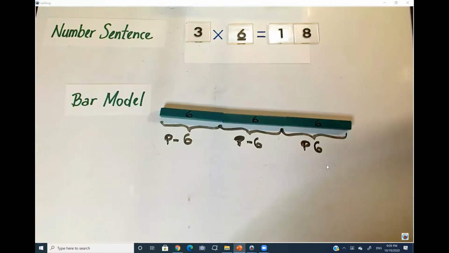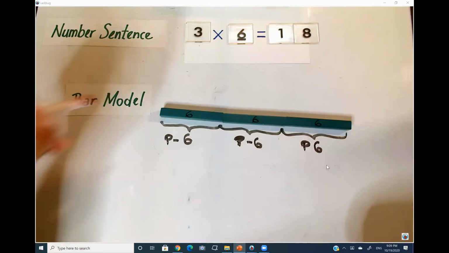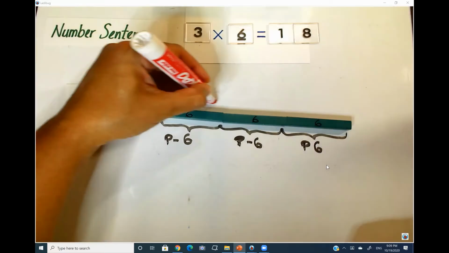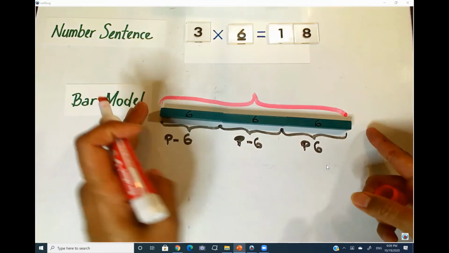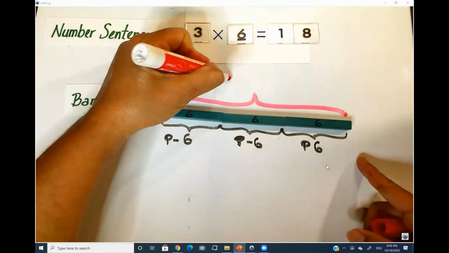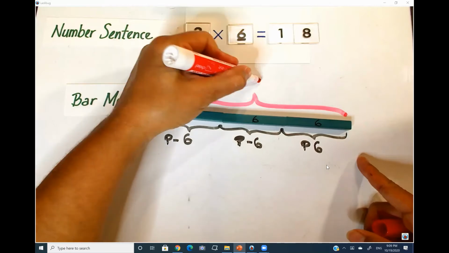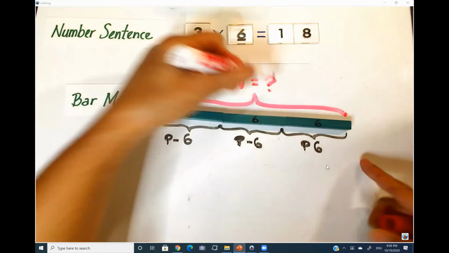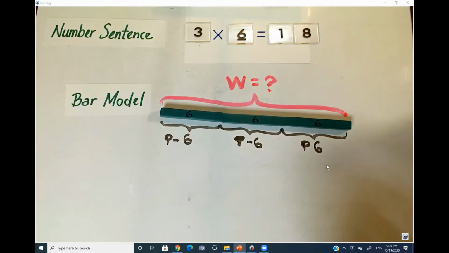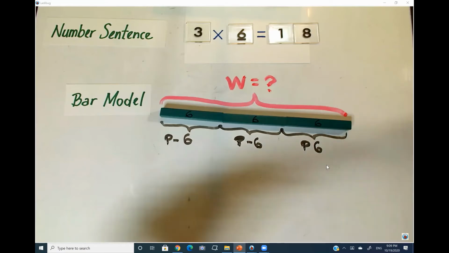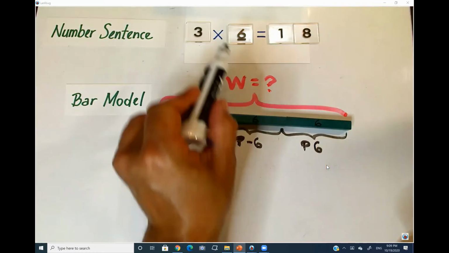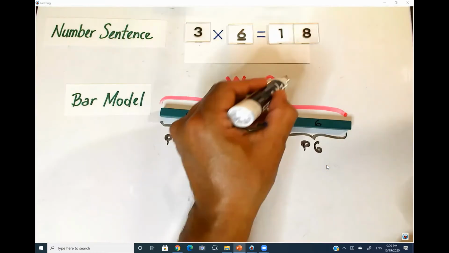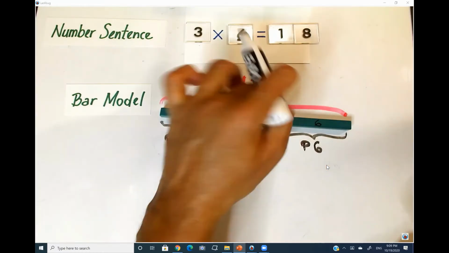Now, in this case, we're trying to find the whole. Remember, the whole is the greatest number. So the whole is going to go from side to side, and it's going to embrace the 3 bars. In this case, we're going to try to find the whole, which is missing. Now we know that to find the whole, we can do repeated addition. 6 plus 6 plus 6 is going to be 18, or we can multiply 3 times 6, 18. So my whole at the end is going to be 18.